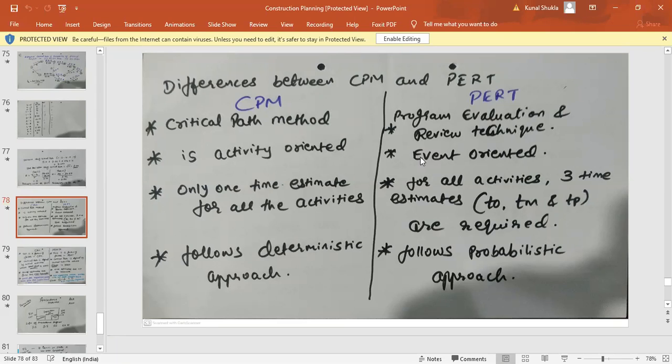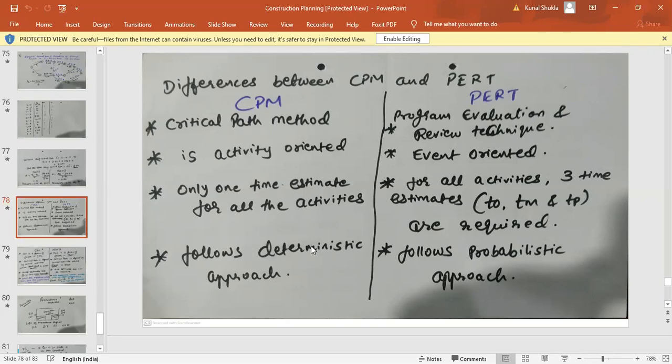Okay, in CPM method you have only one time estimate for all the activity. That is, A activity has 4 days, B activity has 6 days. So there is only one time estimate and that is accurate. Whereas in case of PERT method, we have 3 time estimate, that is TO, TM, TP. So in the earlier example I gave you that TO was 2, TM was 4, TP was 6. So these are 3 time estimates that are given to you. Out of that you have to find out one value and proceed in the numerical. Okay, so 3 time estimate are required in the PERT method.